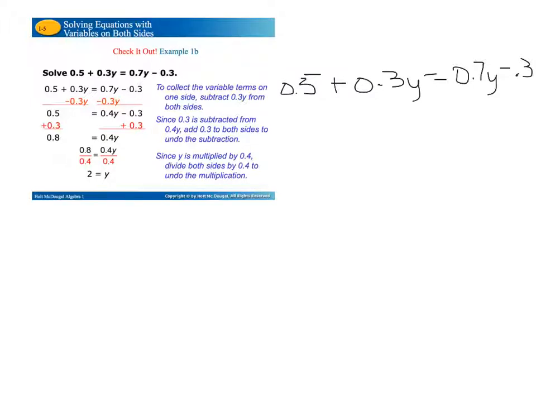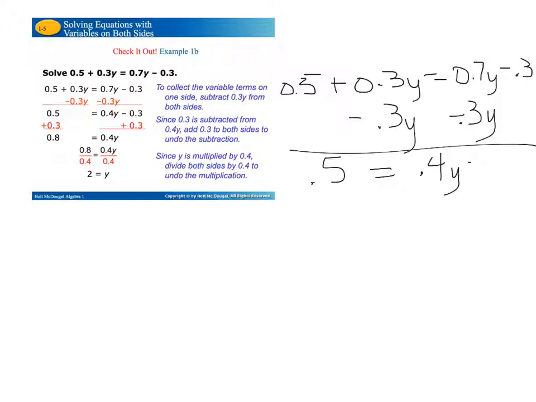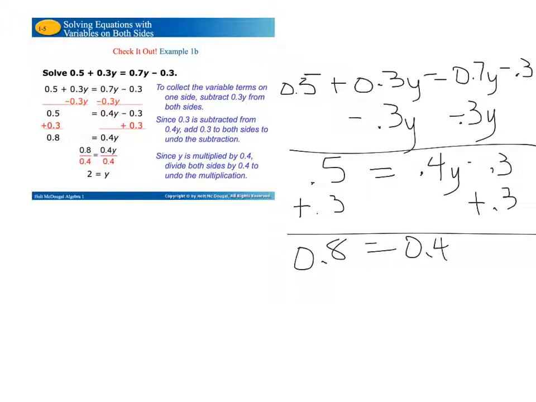Now again, they're trying to keep the coefficient in front of the letter y positive. So that's why they moved it to the right. So if I move the 3/10 y to the right, the 5/10 drops, the equal sign drops, and here I get 4/10 y minus 3/10. And then I'm going to add 3/10, giving me 8/10. So 0.8 equals 0.4y.